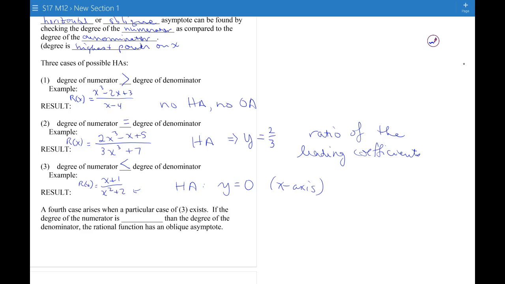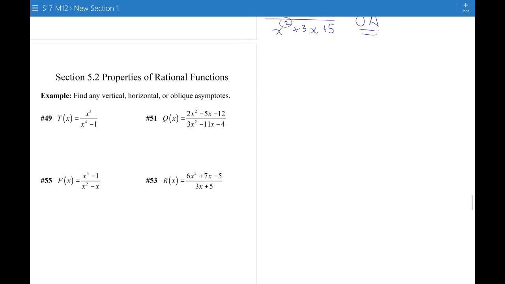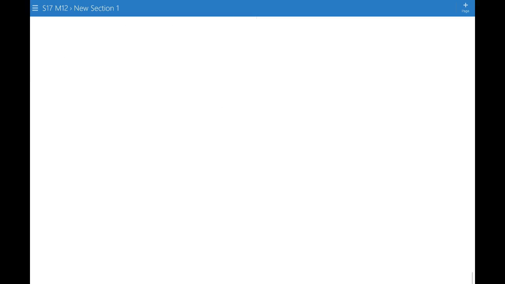So I did these in a different order than when I wrote the note. So a fourth case arises. There's a special case of number 1. If the degree of the numerator is 1 more than the degree of the denominator, then you end up with that oblique asymptote. So if you have x cubed plus 2x squared minus 7 over x squared plus 3x plus 5, then you get an oblique asymptote if the degree of the top is 1 more than the degree of the bottom. So then we'll do these examples together to find any asymptotes, and that's the end of the section.